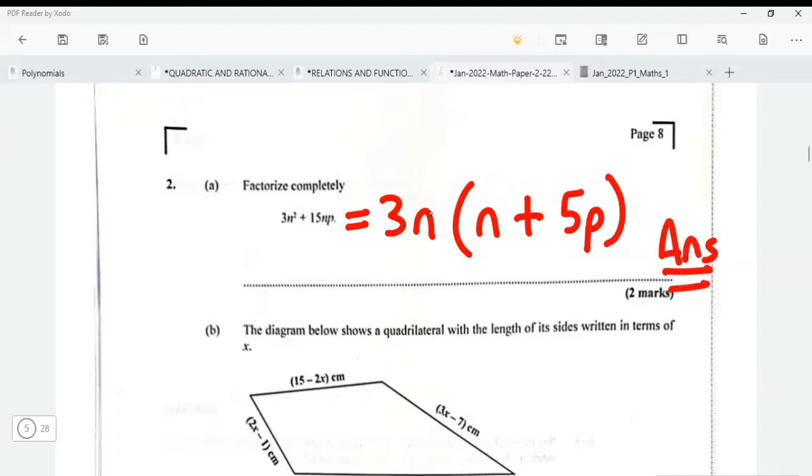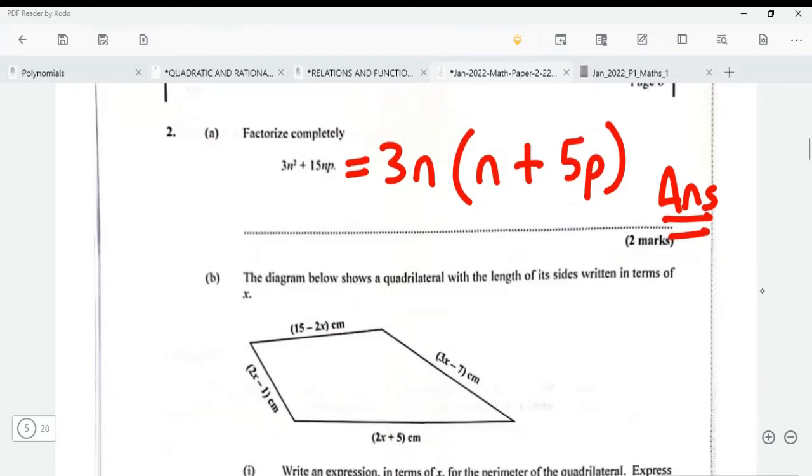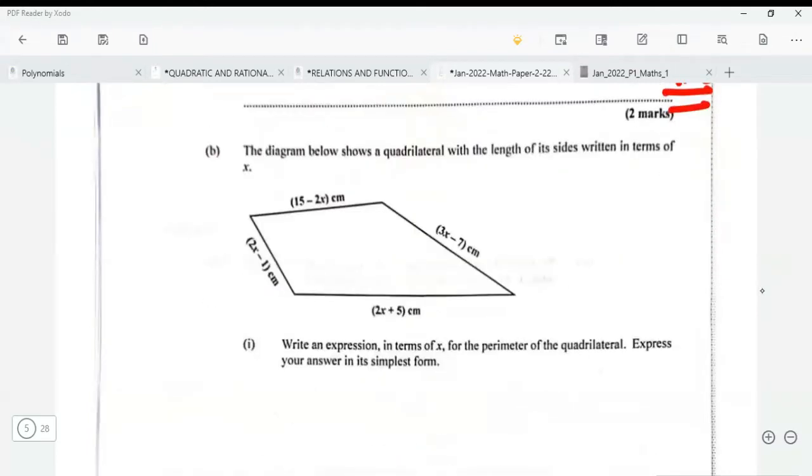That is your answer. All right, so remember we take out the highest common factor and then you divide both terms by that highest common factor inside of the bracket. That's your 2 marks.